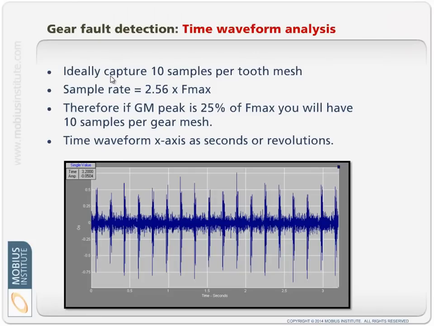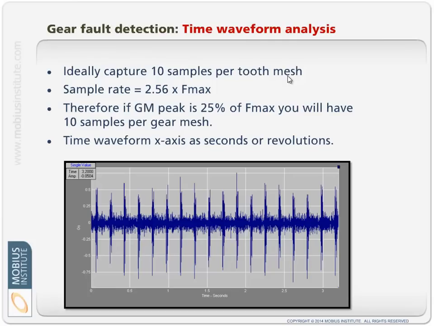So, as I mentioned before, we would ideally capture a minimum of 10 samples per tooth mesh. Now you can do all kinds of calculations in terms of what's the speed of the machine, what time does it take for a shaft to rotate, how many teeth are there, therefore what proportion of time are the teeth in mesh, and so on. There's another simpler way to do it. It takes a bit of an understanding of how the analyzer works.